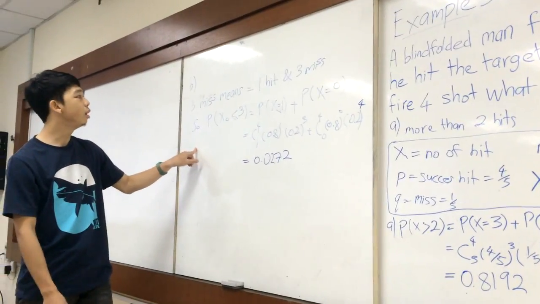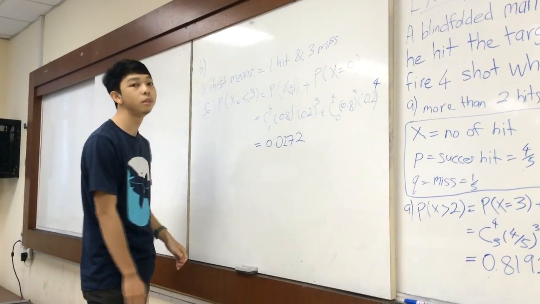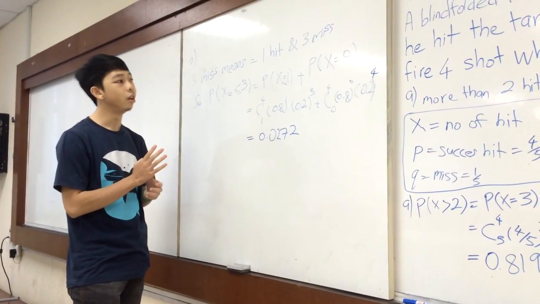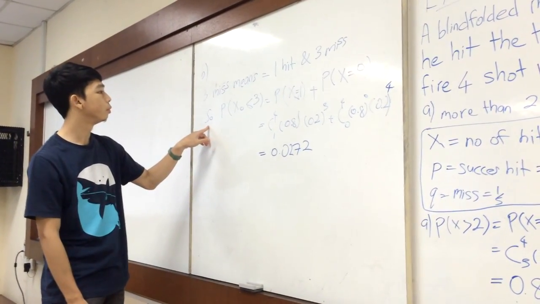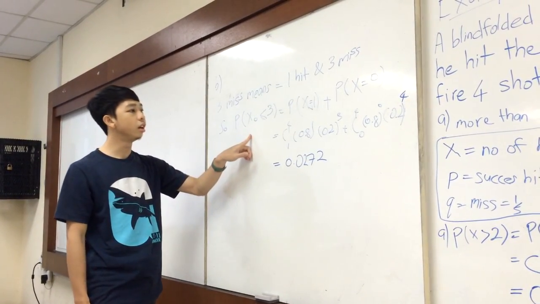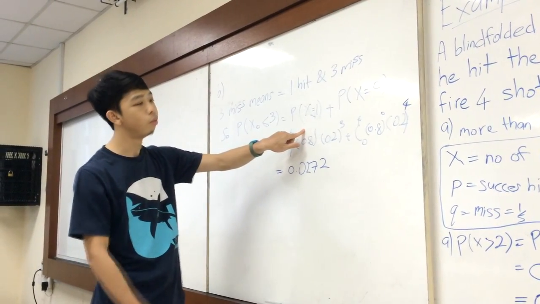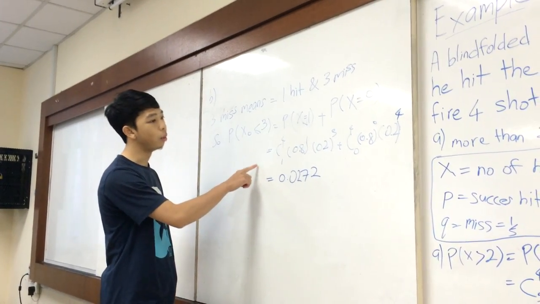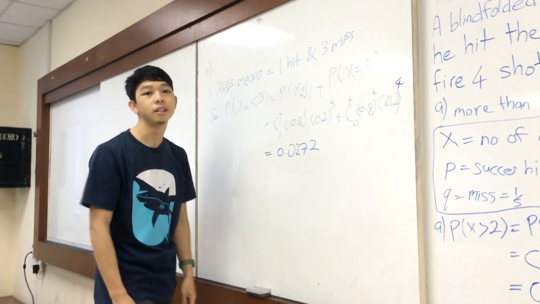For B, what if he has at least 3 misses? 3 misses means 1 shot that hits and the other 3 miss. So the probability of at least 3 misses equals the probability of 1 hit plus the probability of no hit. We apply the formula, then we got the answer. Then that's all.